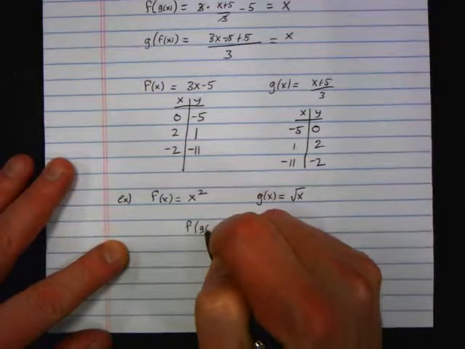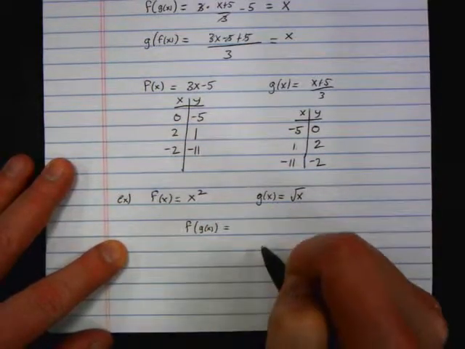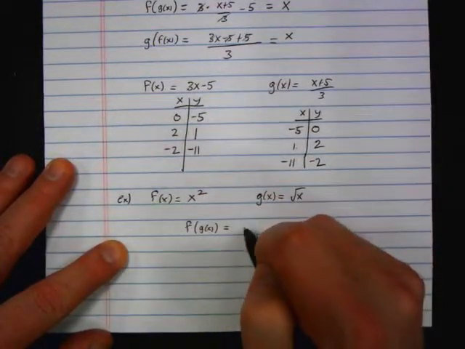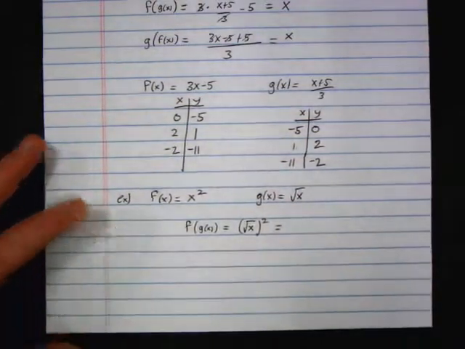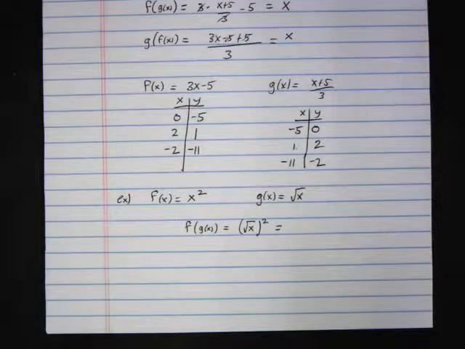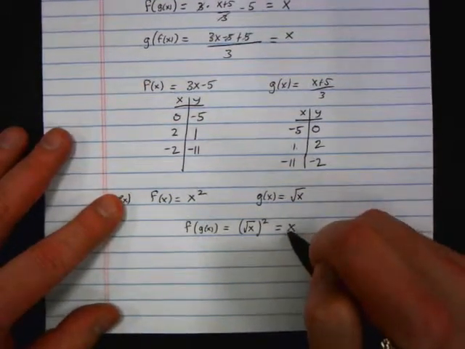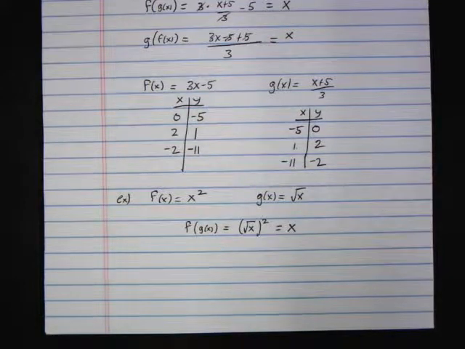f of g of x would be, I take the square root and I plug it into the square. So I'm going to have square root of x, squared. So what happens when I take something, I square root it, and then I square it? What do I get? x. I get right back what I started. All right, so are they inverses?